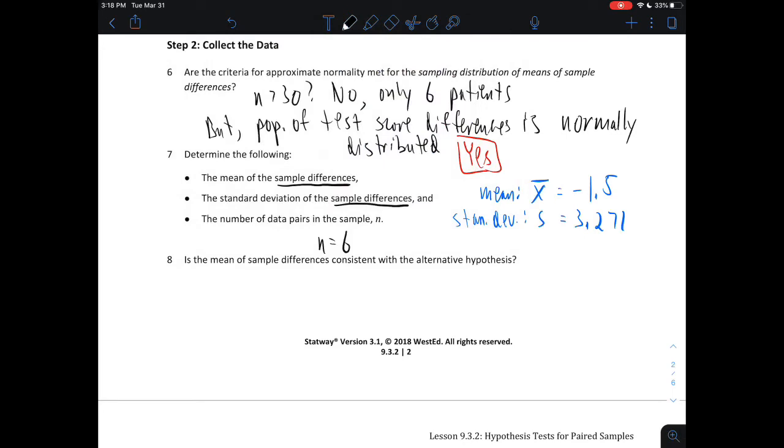So then question 8. Is the mean of sample differences consistent with the alternative hypothesis? So, does the mean that we just got agree with the alternative hypothesis? So, is the sample mean less than 0? And we would say yes, because our sample mean, x bar equal to -1.5, is negative, so it is less than 0.